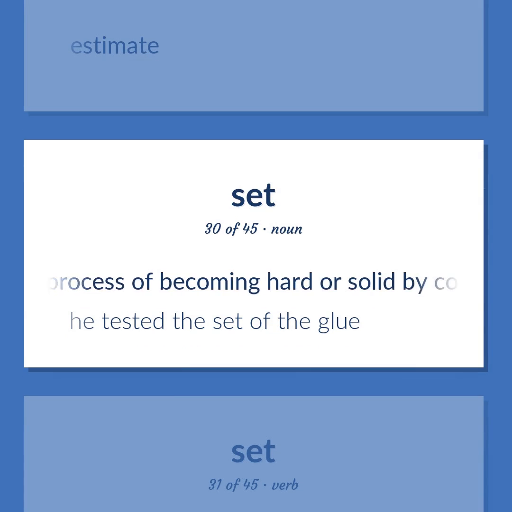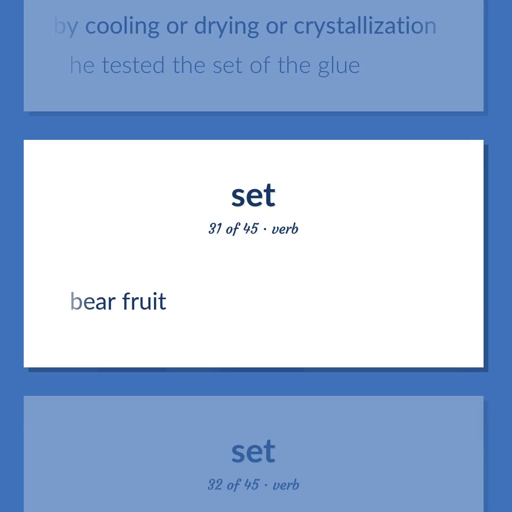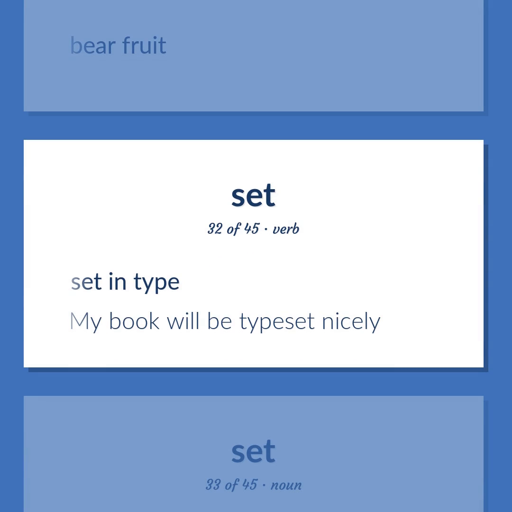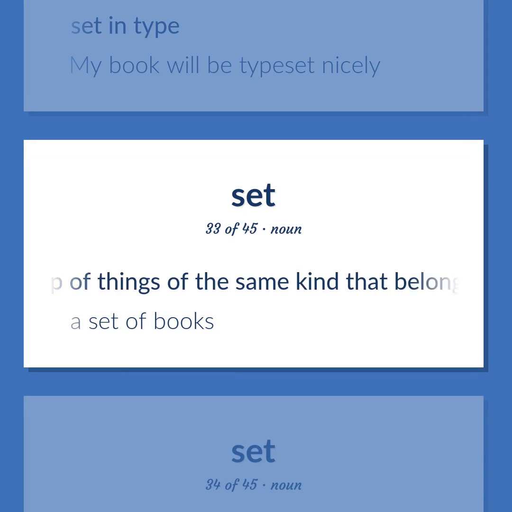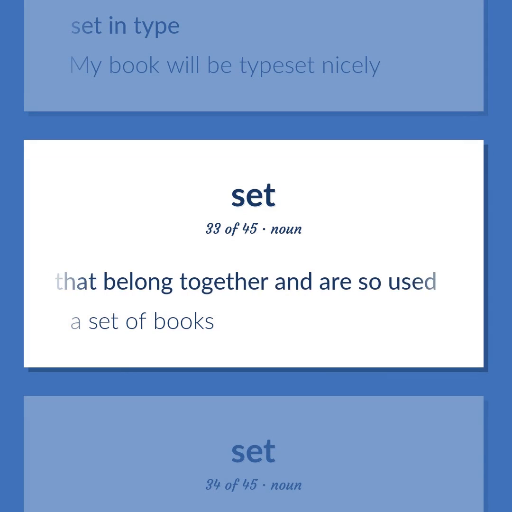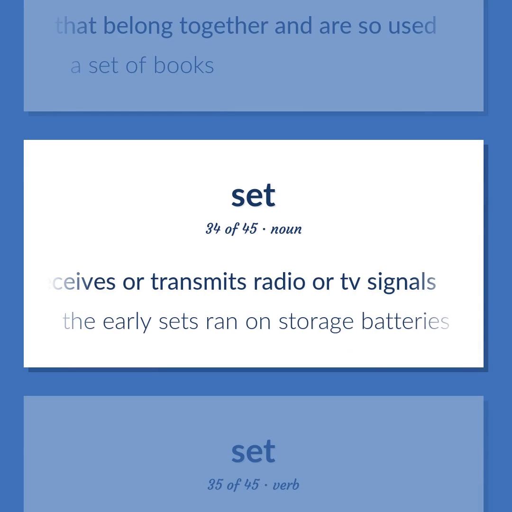The process of becoming hard or solid by cooling or drying or crystallization. He tested the set of the glue. Bear fruit. Set in type. My book will be typeset nicely. A group of things of the same kind that belong together and are so used. A set of books. Any electronic equipment that receives or transmits radio or TV signals. The early sets ran on storage batteries.